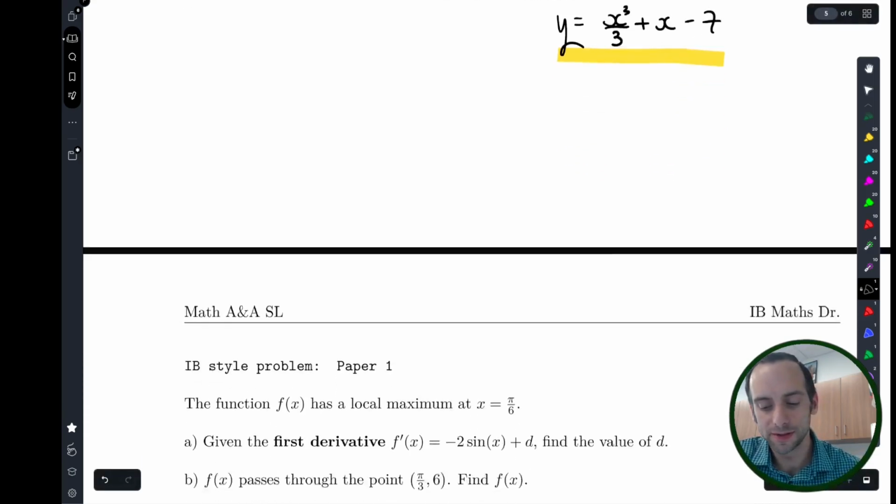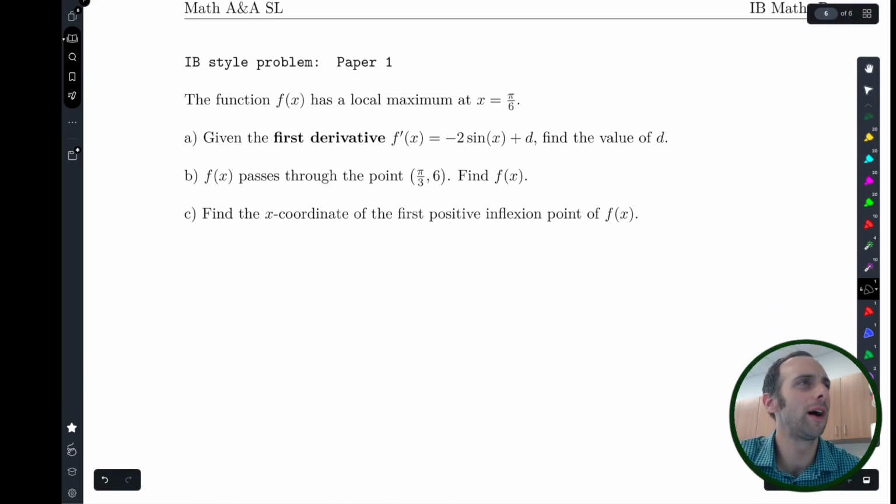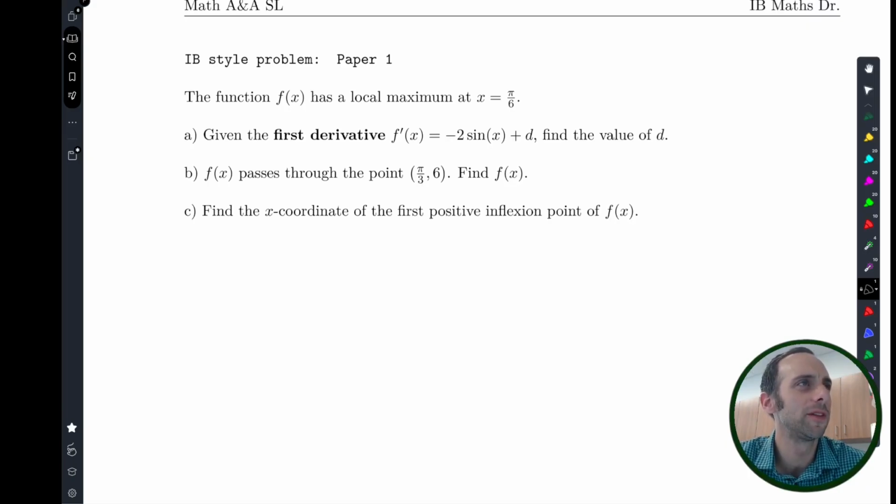All right, we wrap this part of the video with one more IB style problem from a paper 1 that's going to involve some trig functions. So we're told here the function f of x has a local maximum at x equals pi over 6.